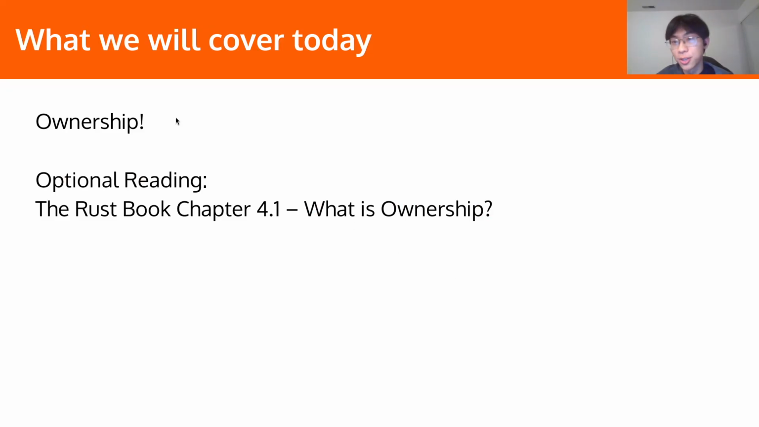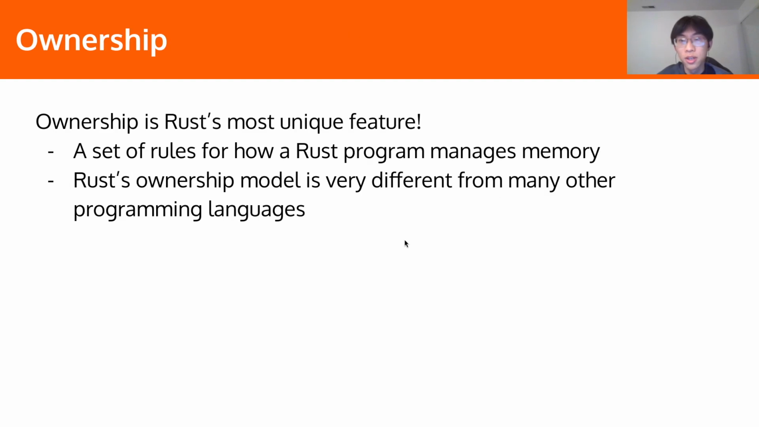So we'll be covering ownership, and as additional reading, you can look at the Rust book chapter 4.1, which should cover similar content as this lecture. So let's give a brief introduction as to what ownership is. It is one of Rust's most unique features, and it basically is a set of rules for how a Rust program manages memory.